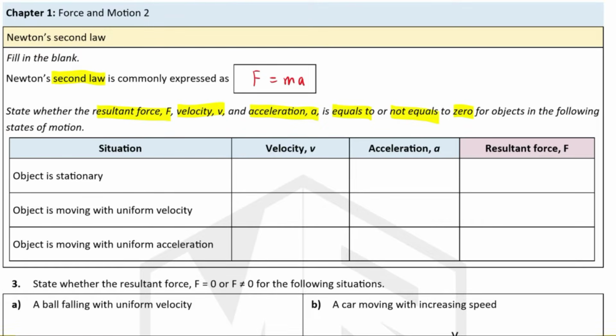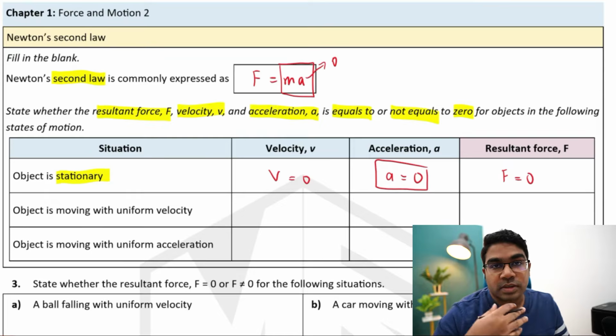First situation: the object is stationary. When the object is stationary, the velocity is 0. And the acceleration is definitely 0 since it's not moving in the first place. Now when the acceleration is 0, this means the resultant force is 0 because F equals ma. If a is 0, then the resultant force is 0.